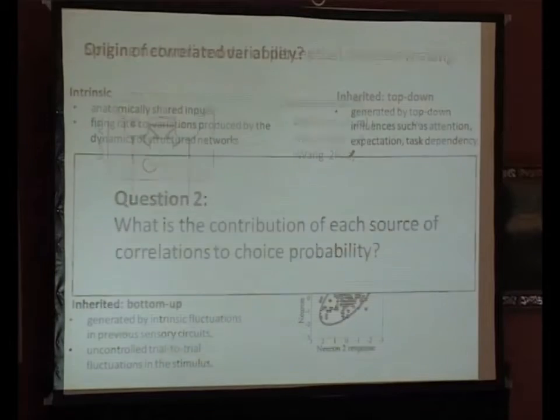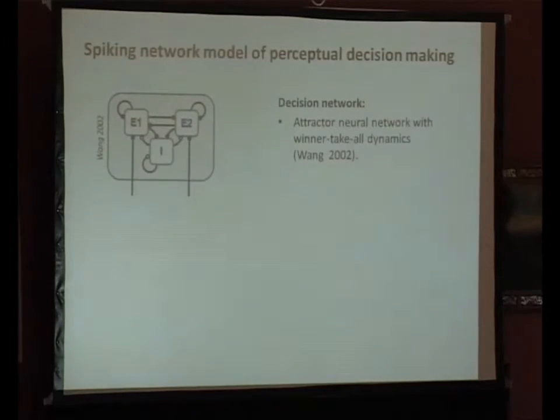As I said, what we do is we develop a simple model which just consists of two pools of neurons. Let me start with the decision circuit. For the decision circuit, we use basically the model proposed by Xiao-Jing Wang, 2002, consisting of two populations of neurons that have winner-take-all dynamics. And this is the network that actually makes the decision.